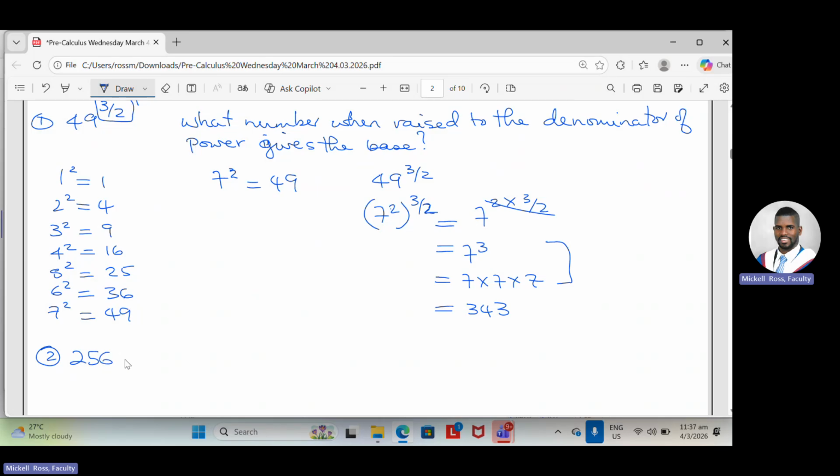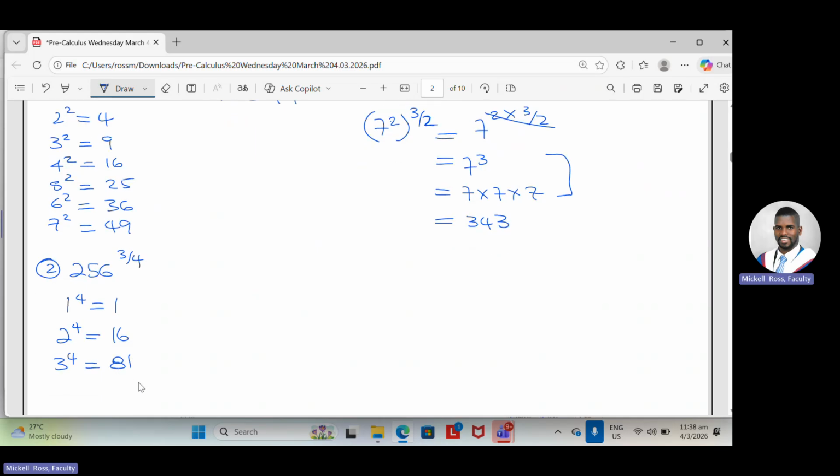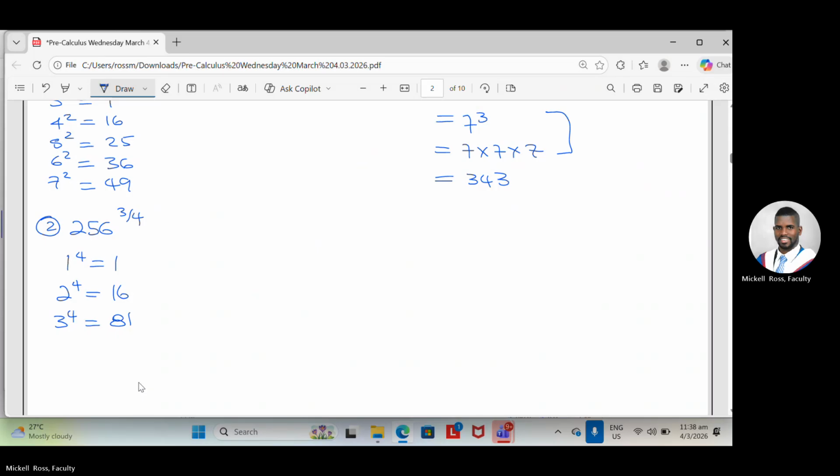Say we have 256 raised to the power of 3/4. Question again to yourself: what number, when you raise it to the denominator of the fraction, is going to equal the base? Is that number 1? So 1 to the 4th power is still 1. 2 to the 4th power is 16. 3 to the 4th power is 81, right?